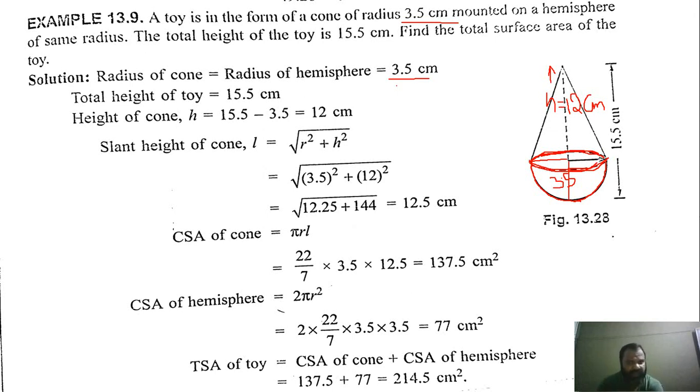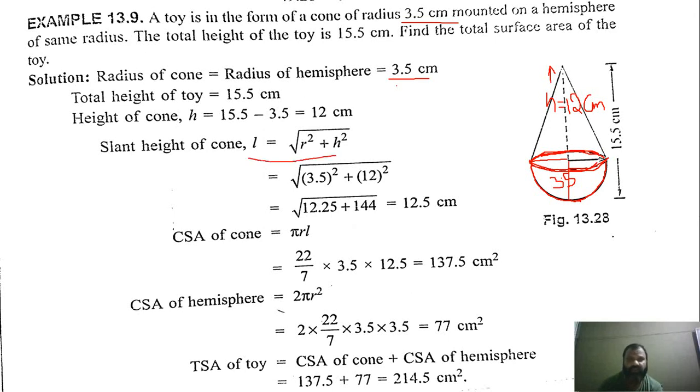Okay. So first you will have to find the L, slant height of the cone, because the CSA of cone is pi r L, where L is the slant height, and the slant height is not given in this question. So first you have to find the slant height. Okay.